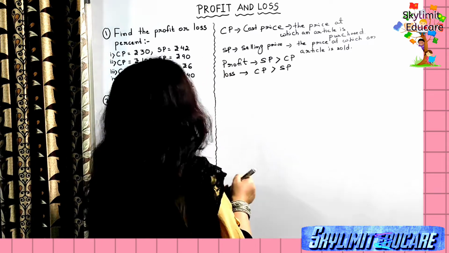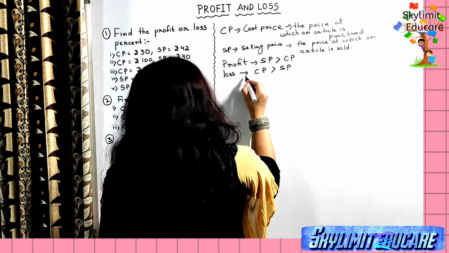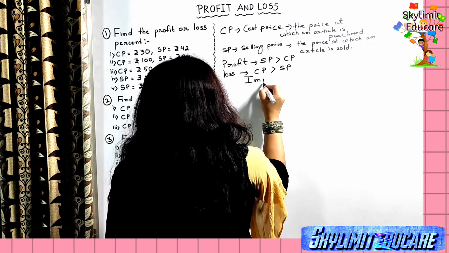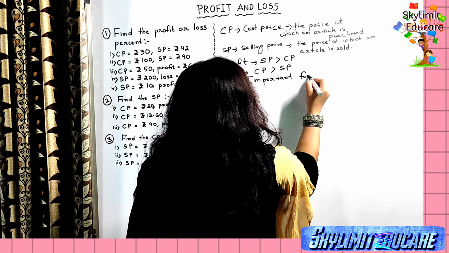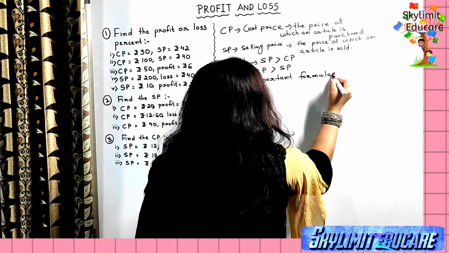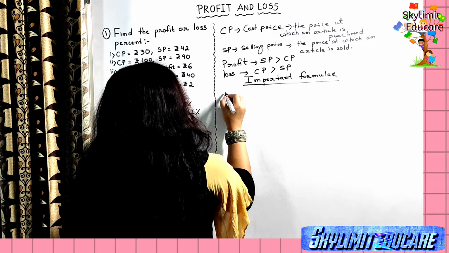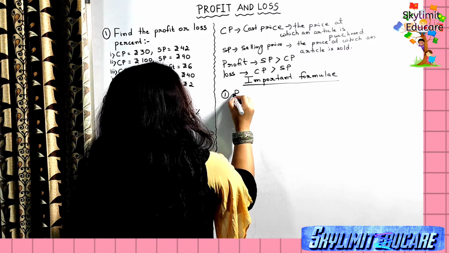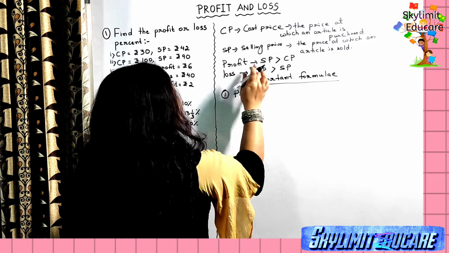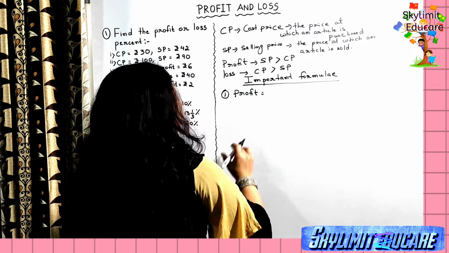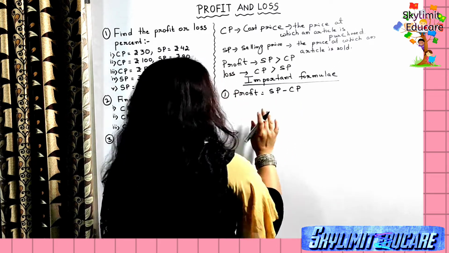Okay, let us jot down some important formulae, which will really help you in solving the various questions. First, the formula for profit. You know that profit is when SP is greater than CP, so obviously it's SP minus CP, right?